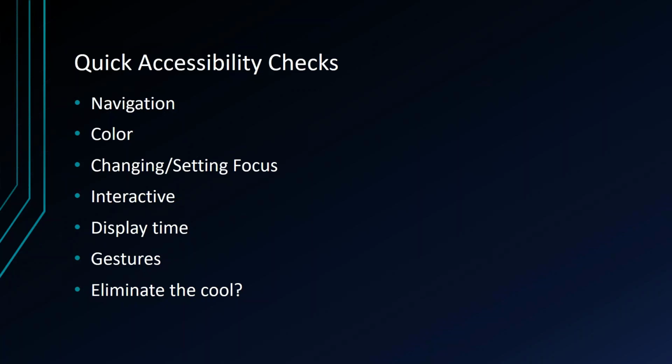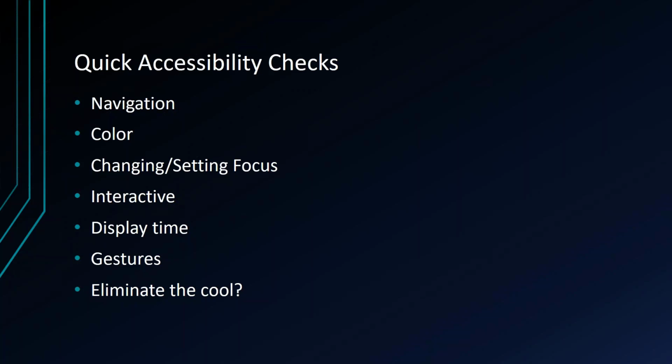Then there are things such as changing and setting focus. If you have a screen load or a loading screen, making sure that when things finish, an item gets focused on the screen is a big thing for users. Also, letting users know that a control on the screen is interactive. So this is a button, this is a switch, letting the users know what they're looking at. That's for visual impairment.